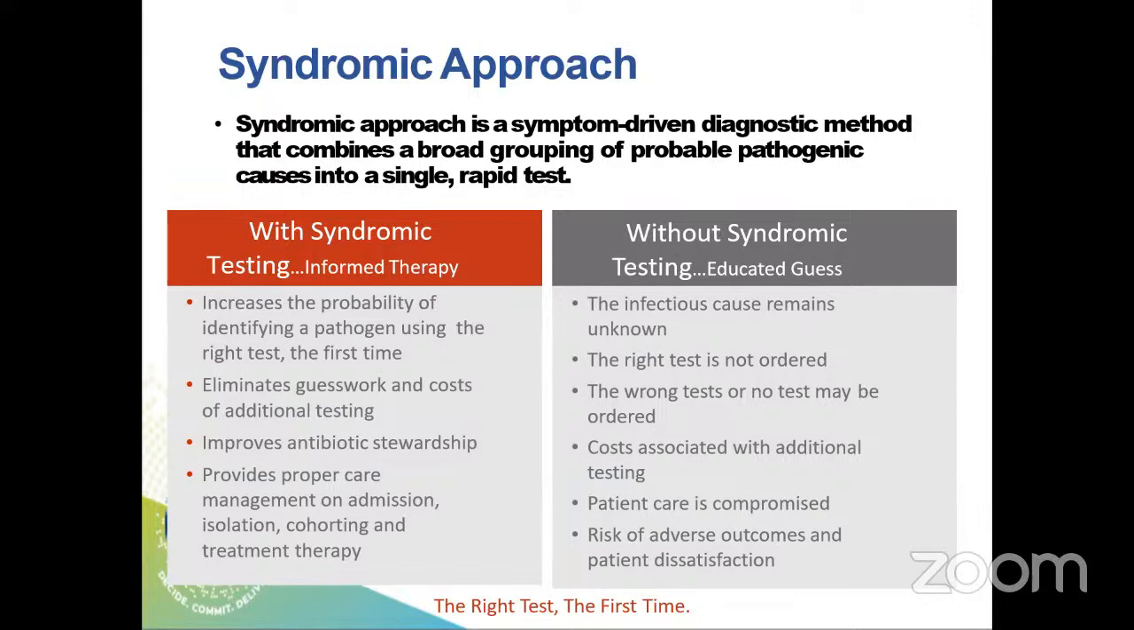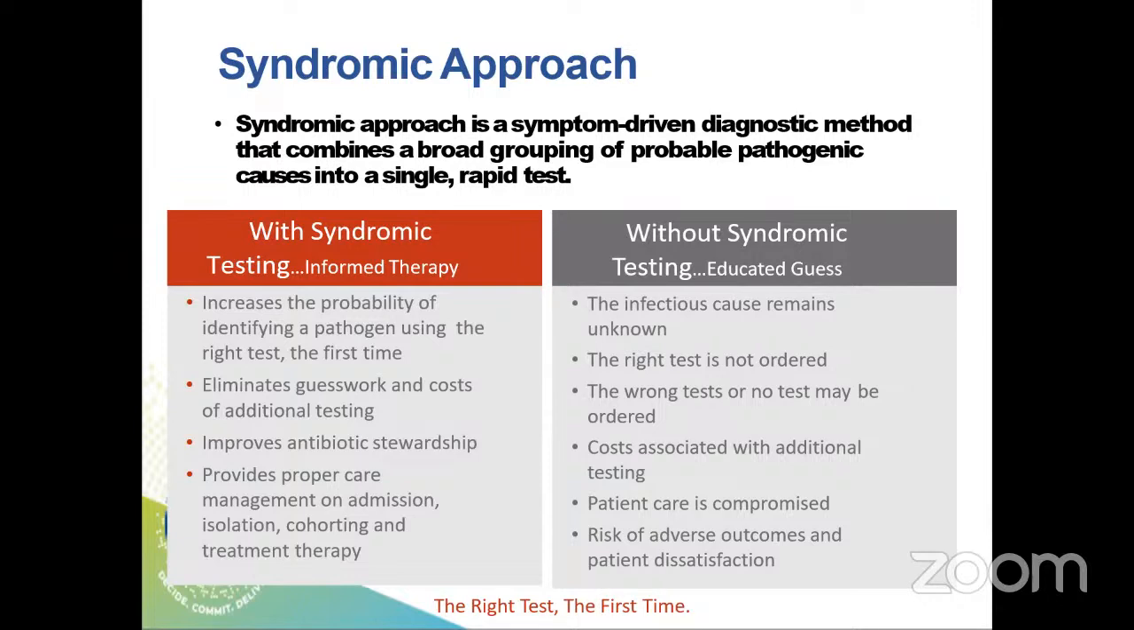So that doctor or the physician attending to the patient, within that short period, can easily tell, fine, apart from identifying, this patient also has some resistant genes, and you can now know the targeted therapy within that 1 hour. If it's a viral infection, then again, you don't need to administer the antibiotic. So this provides proper care management on admission and isolation or cohorting of the treatment therapy.